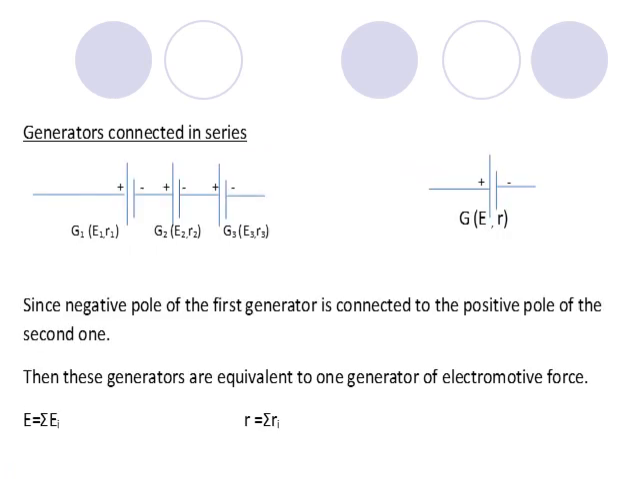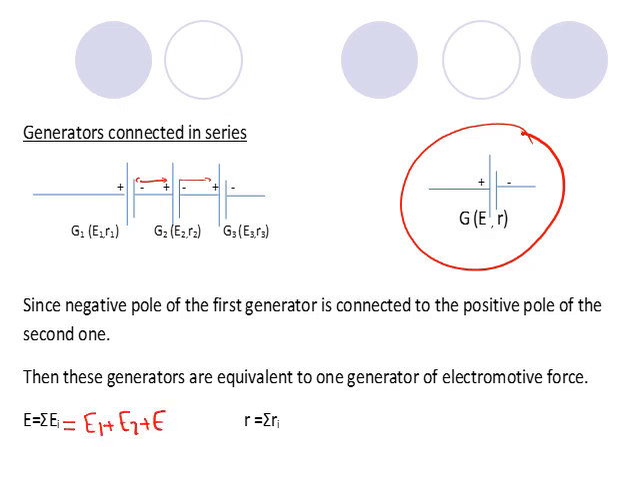Generators connected in series. Since the negative pole of the first generator is connected to the positive pole of the second generator, these generators are equivalent to one generator of electromotive force E equal to the sum of the E's: E1 plus E2 plus E3 plus etc. The internal resistance R is equal to R1 plus R2 plus R3 plus etc.